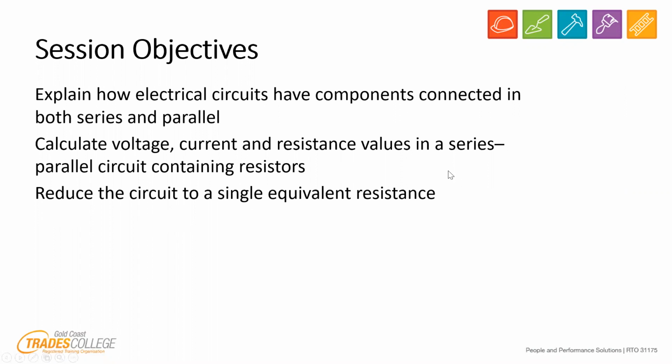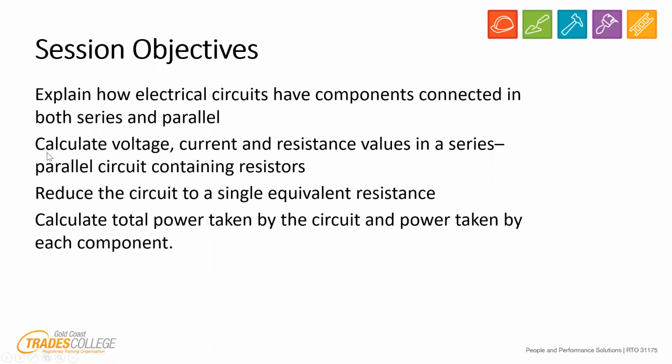And then once we've done that, we've got the voltage, the current, and the resistance. With the voltage and current values that we've worked out, we're then able to calculate the total power and the power taken by each component in the circuit. We'll also be looking at faults in the circuit. We should already be pretty good at this, because if we understand series circuits and parallel circuits, then we'll understand what happens to a series parallel combination if there's a fault. And then we're finally going to look at the uses in industry.